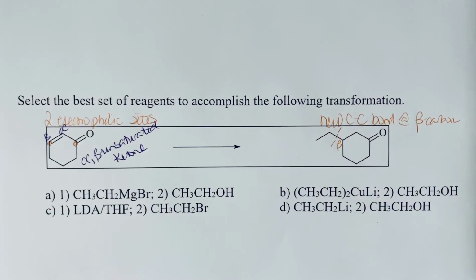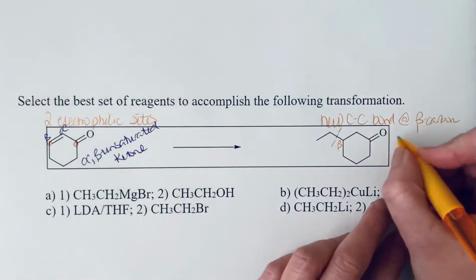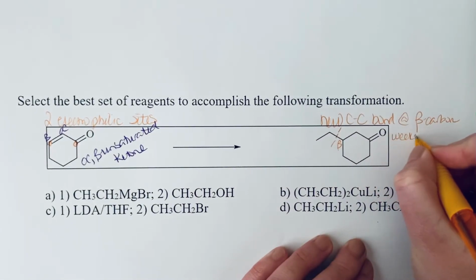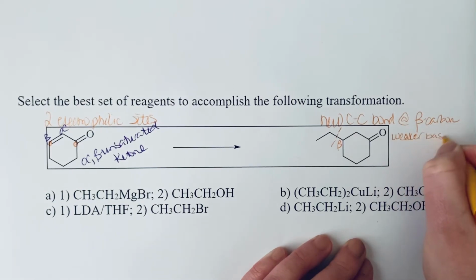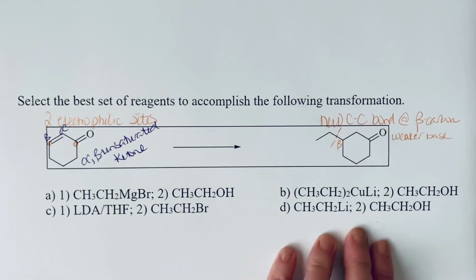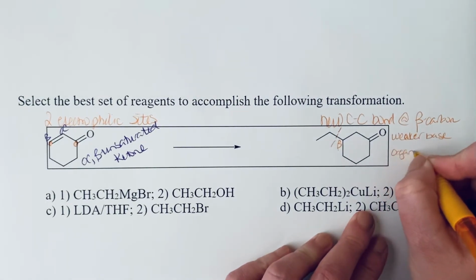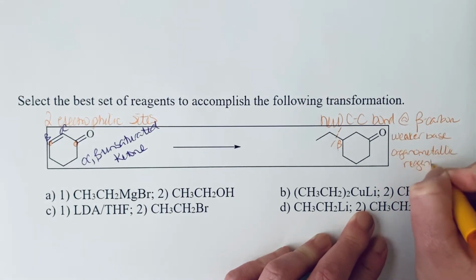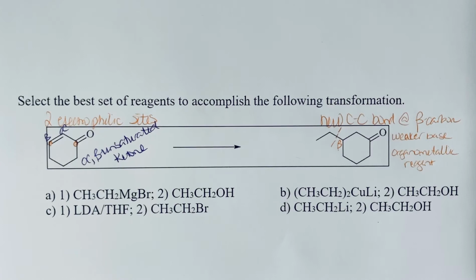So to get your nucleophile to add to the beta carbon, it needs to be a weaker or less reactive nucleophile. Your strongly basic nucleophiles do direct addition at the carbonyl carbon. So we want a weaker base. And if we're forming a carbon-carbon bond, we're looking for an organometallic reagent. So what we're looking for then is a less reactive organometallic, so something like a dialkyl cuprate.